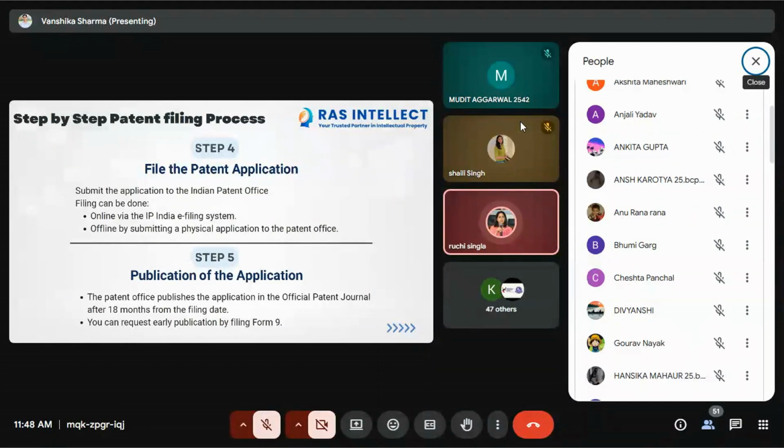So there are two ways of publishing the patent application. One is a natural way: you file the patent application, and within 18 months your application will be published online. Another way is going through a shorter route where you request for early publication, and generally the startups go for a shorter route where they request for early publication.